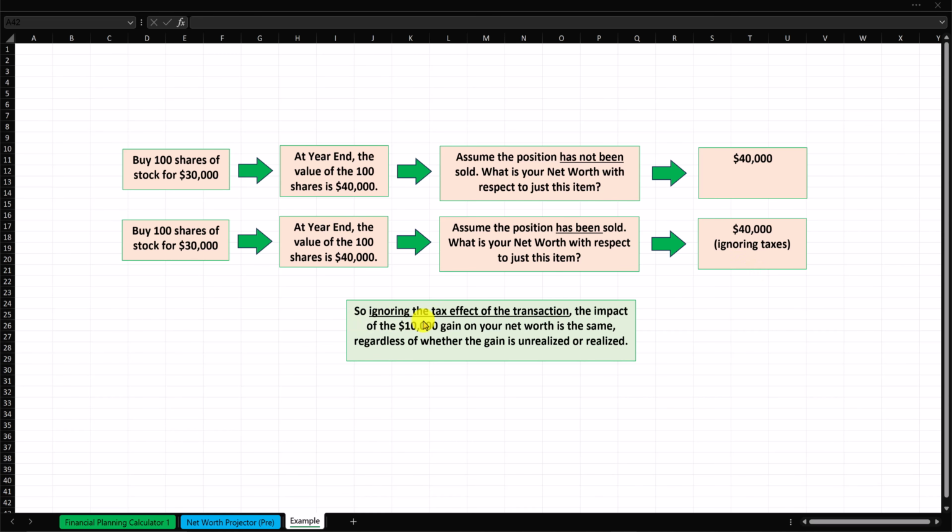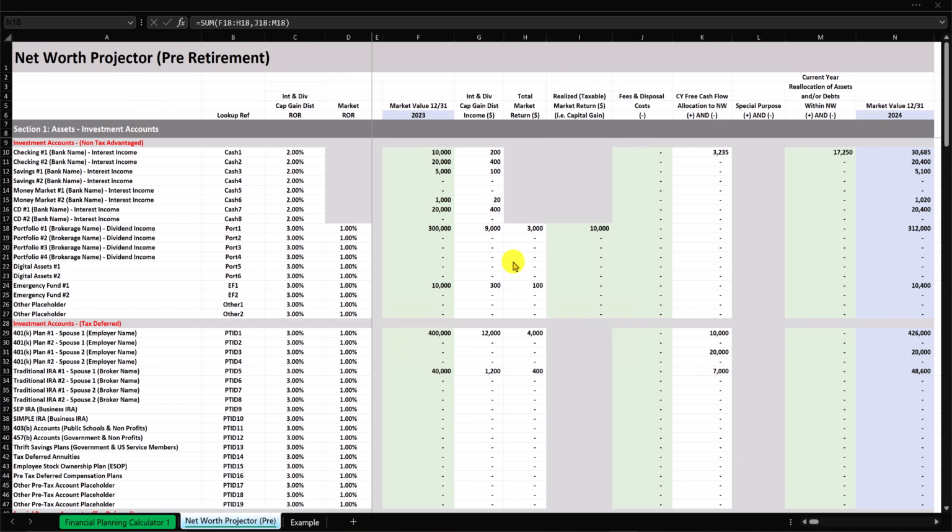Okay, so ignoring the tax effect of the transaction, the impact of the $10,000 gain on your net worth is the same regardless of whether the gain is unrealized or realized. So if we go back over here, just to demonstrate that even more clearly, let's pretend for a minute. I'm going to type a number in here. Let's pretend that the total market return was 10,000 and it all represents a position that was sold. So all of this 10,000 is the same as this 10,000 in this example.